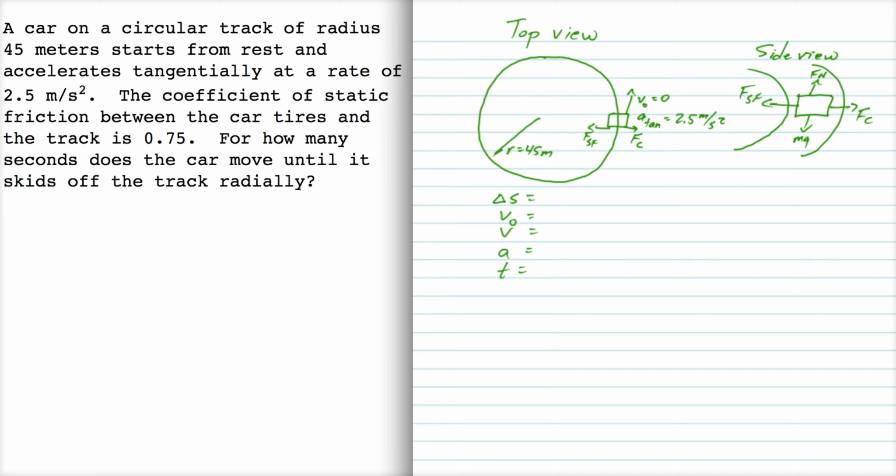So I can write it like this, that the initial velocity is 0, and the tangential acceleration is 2.5 meters per second squared. And I don't know the final velocity, I don't know delta S, and I don't know time. Or I could consider the angular displacement and so forth. Looking at the angular quantities, it has an initial angular speed of 0. The angular acceleration is the tangential acceleration divided by r, the radius, so that's 0.0556 radians per second squared.